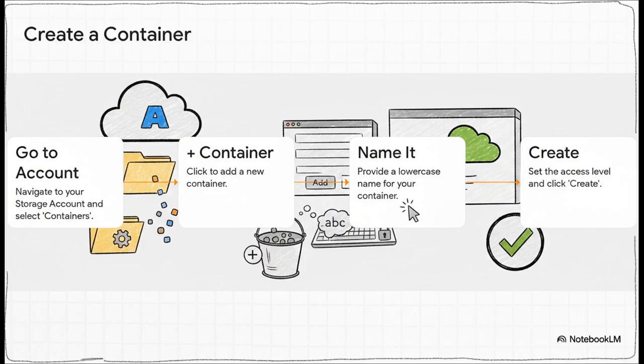And the process? It's super simple. You just go to your account, click on Containers, hit that plus button to add a new one, and then you give it a name. Now, quick tip here, the name has to be all lowercase. That one gets people all the time. Set your public access level, click Create, and boom, you're done.